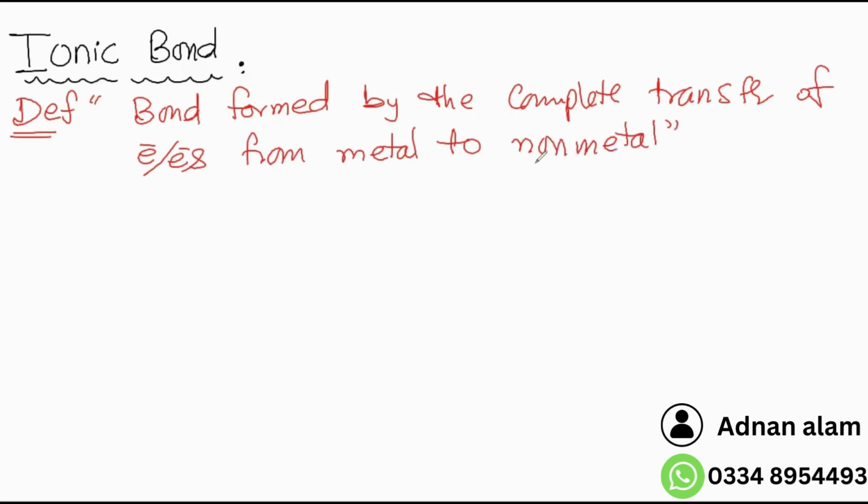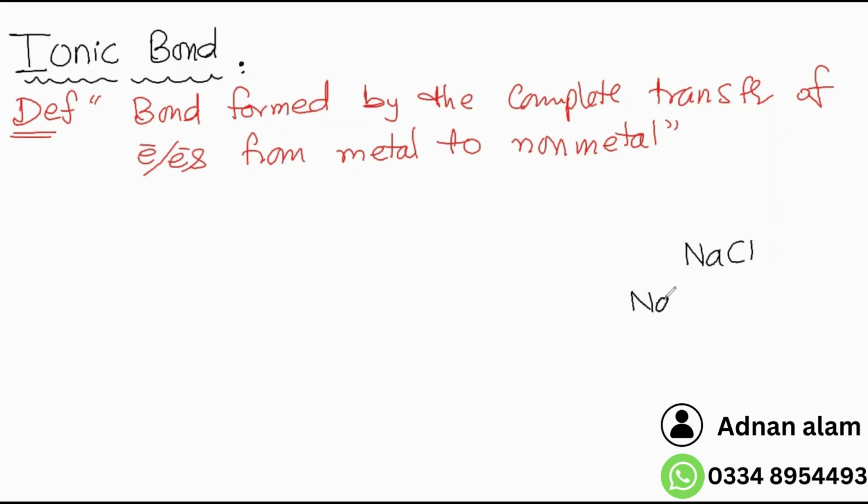You know that metal loses electron and gets positive ion, and non-metal gains electron and makes negative ion. So positive ion and negative ion stay together through electrostatic force of attraction, which is actually ionic bond. For example, if I take NaCl, right?